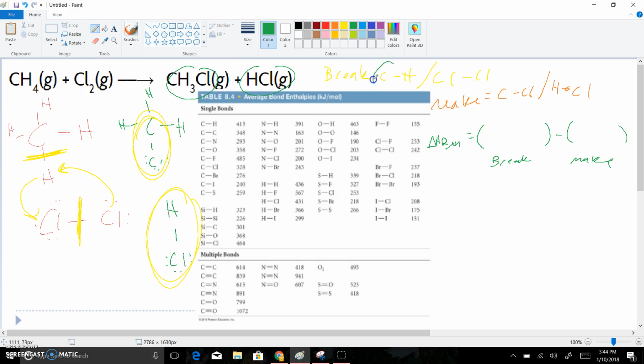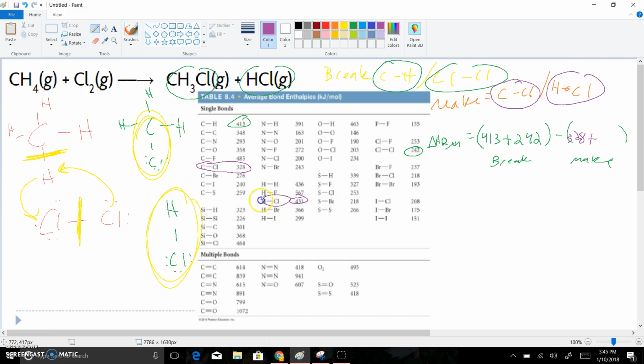So my breaking would be C-H, 413, plus the Cl-Cl, here he is, 242. And then the making is going to be C-Cl, here it is, 328, plus H-Cl, here he is, 431. If I take those two numbers and subtract them, I get a change in H of the reaction of negative 104 kilojoules.